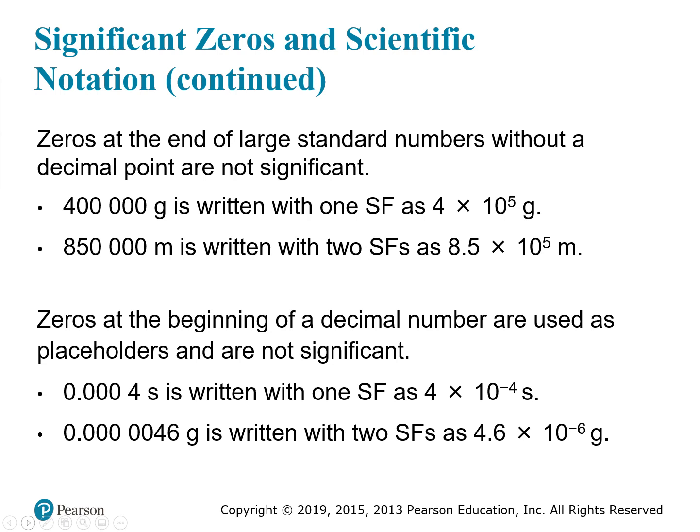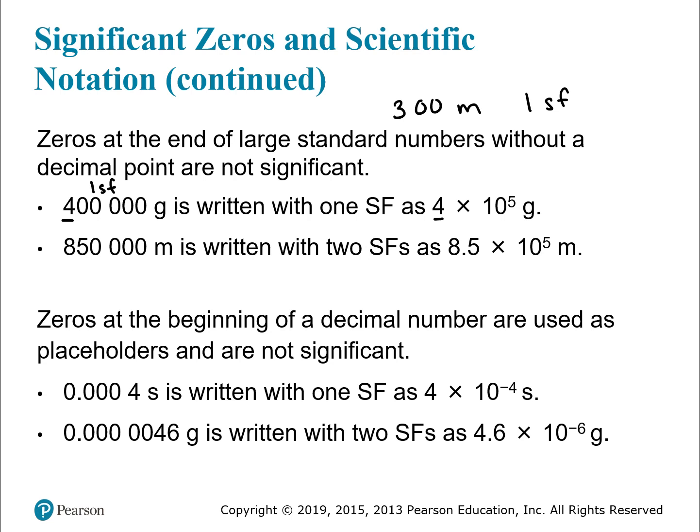Zeros at the end of a large standard number without a decimal point are not significant. So we said that before. If we had that 300 meters, that's only one significant figure. 400,000 grams, that's only one significant figure, just the 4. If we were to write that in scientific notation, it would just be 4 times 10 to the 5th grams. There's no decimal point, there's no other zeros after the 4.